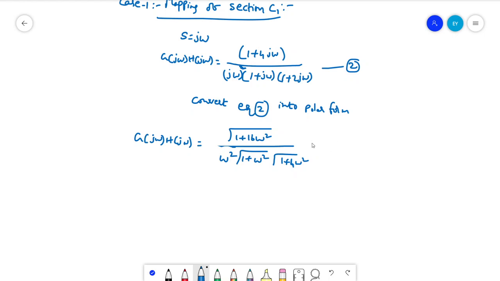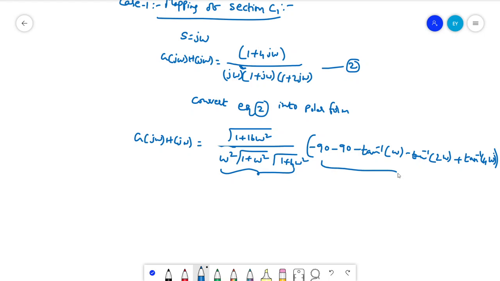So how will it be? Minus 90. Minus 90. I am writing the denominator part first. Minus tan inverse of omega, minus tan inverse of 2 omega, plus tan inverse 4 omega. Okay, so this is the magnitude, this is the phase: G of j omega, H of j omega, and this is nothing but the phase of G of j omega, H of j omega. Okay, so let us consider this as equation 3, this as equation 4.